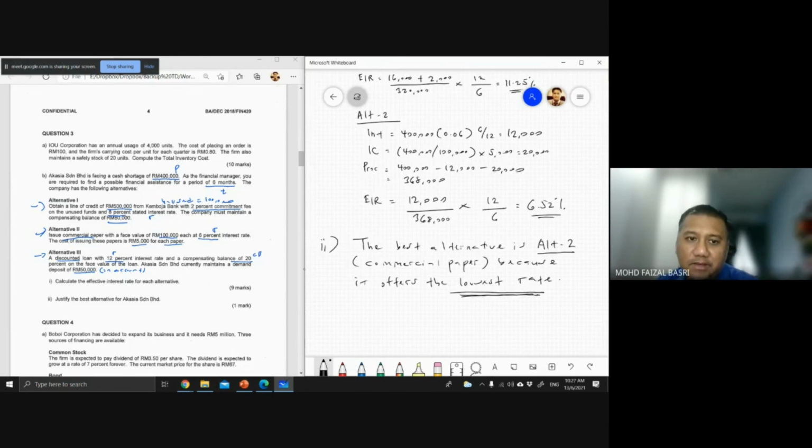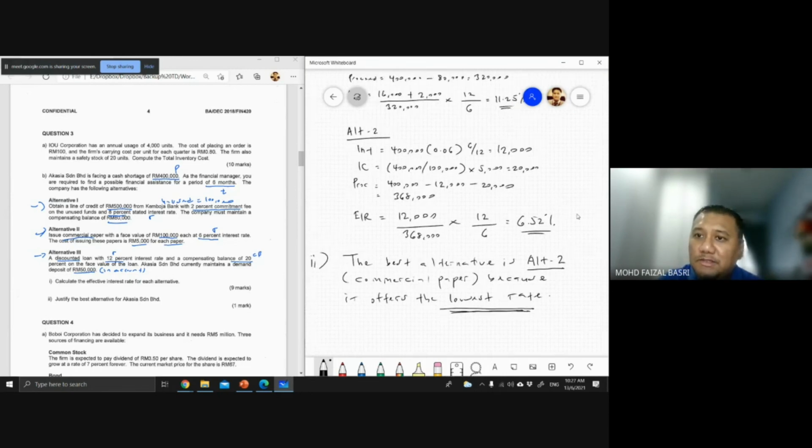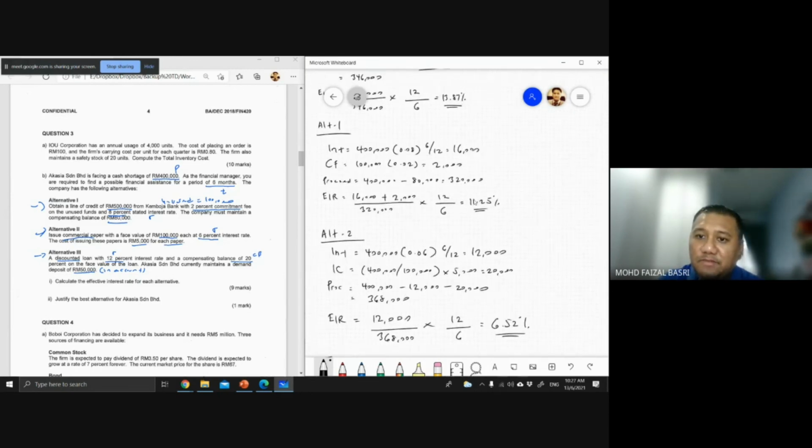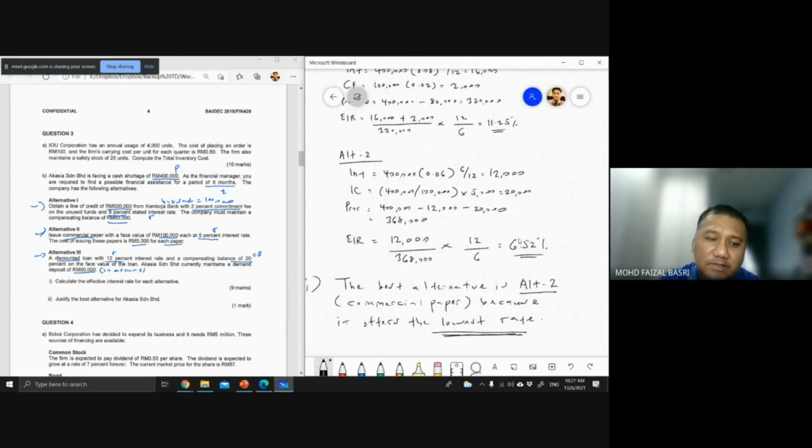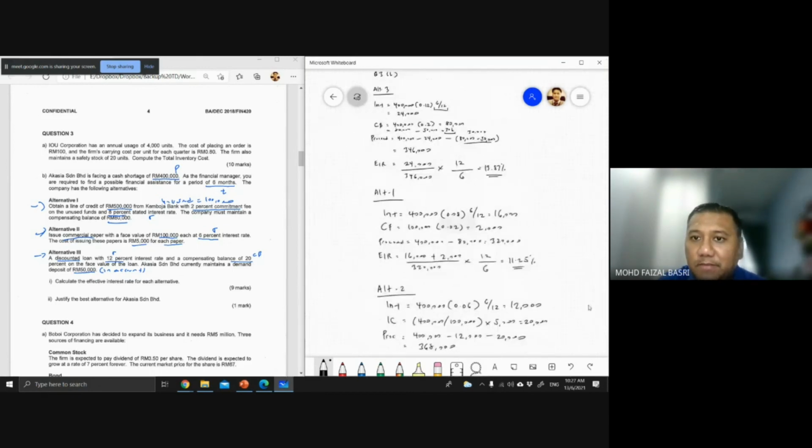Okay, when you compare among the options available, always go for the lowest. Okay, 13.8, 11.25, 6.52. So obviously alternative 2 is the lowest rate. Okay, so that's how we justify lah, the best alternative. Okay, so with that, kita dapatlah 10 marks untuk soalan ni.